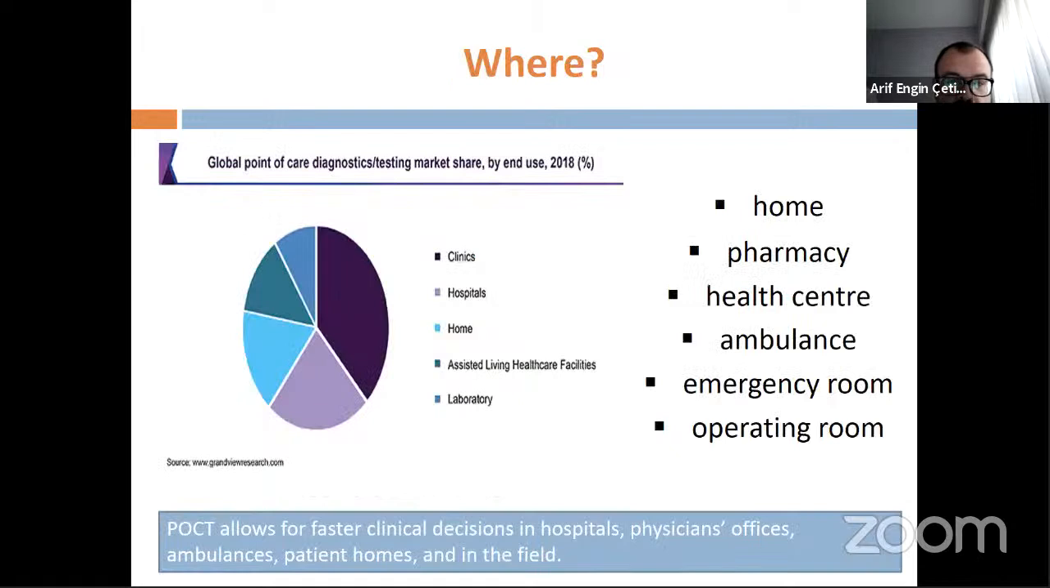So where can we use those tests? First, at home, in pharmacies, and in health centers such as hospitals. They could be used in ambulances, emergency rooms, operating rooms, in rural areas, and in field settings. These are the main places we can use POCT tests.